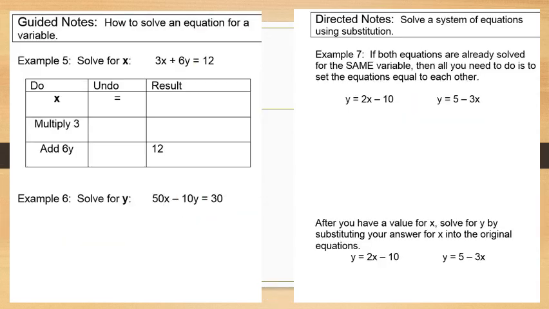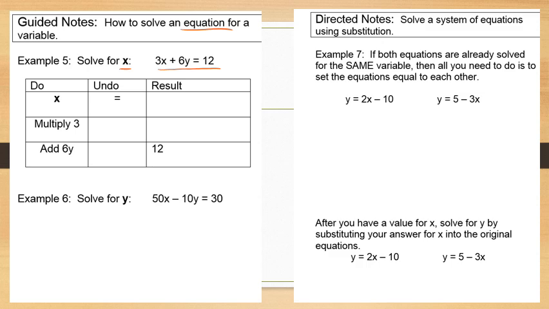In the next part of our notes, we're going to talk about how you solve an equation for a variable. For example, here we're going to solve for x. You might notice that this looks like standard form, so it takes a little bit of work to isolate x by itself. So we're going to use an undoing table.